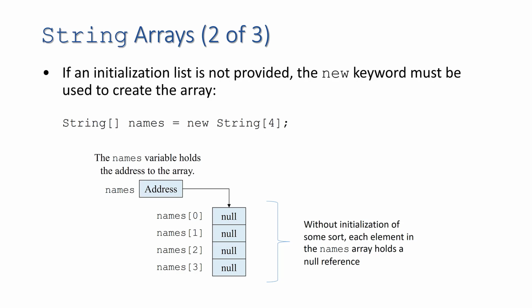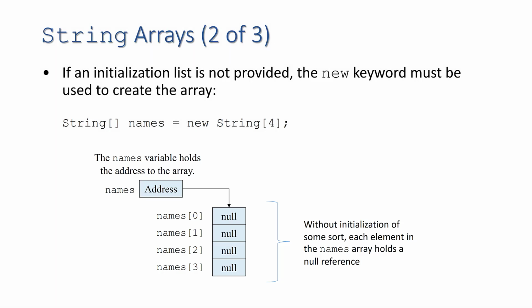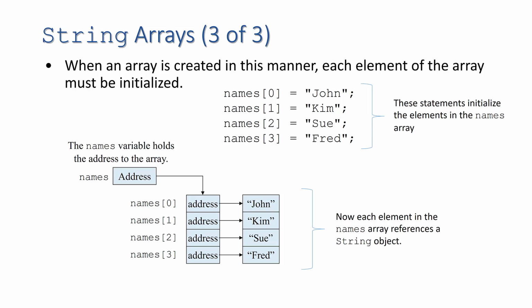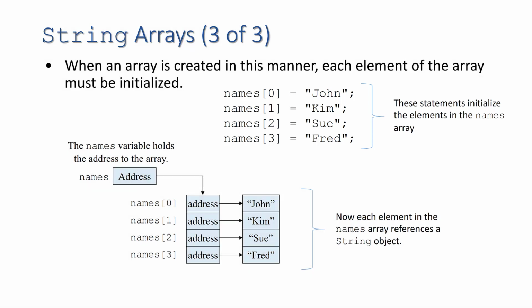Similar to arrays of primitive data types, the new keyword must be used to create an array when the initialization list is left off. Notice that when the array is created, each element holds a null reference, which means that the element does not refer to any object. When an array of objects is created without using an initialization list, each element must be initialized.